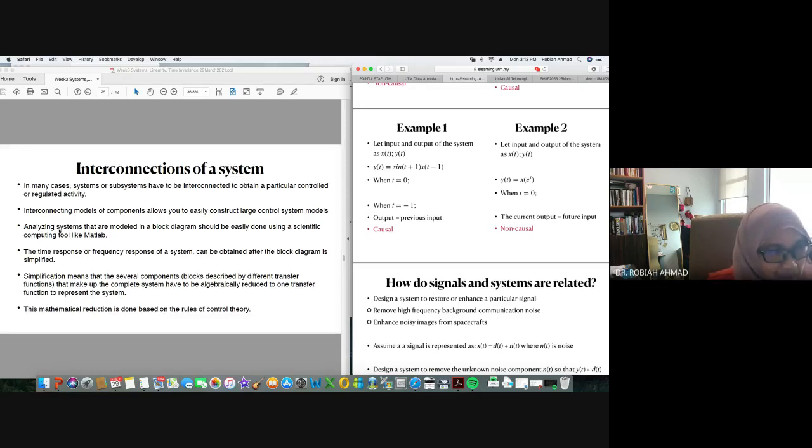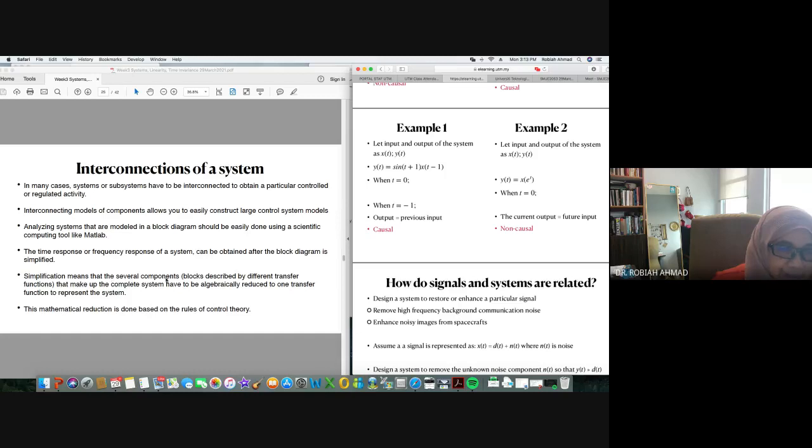Bila kita dah dapat signal, we want to amplify, for example. So we put it into subsystem number 2. So in this way, it will be easier for us to look at the time response or frequency response of the system. Frequency response, later on in the second half of the course, you learn about frequency a little bit. It can be obtained after the block diagram is simplified.